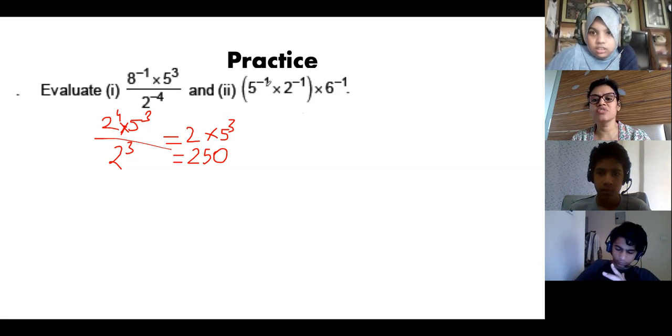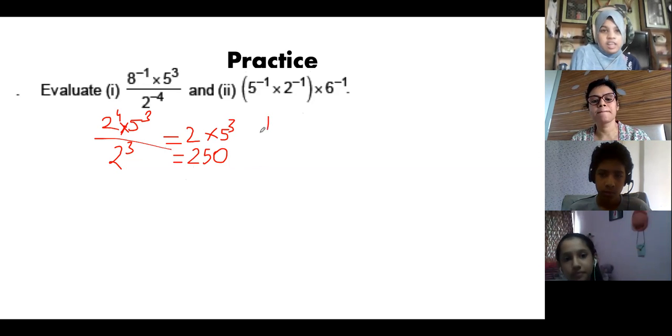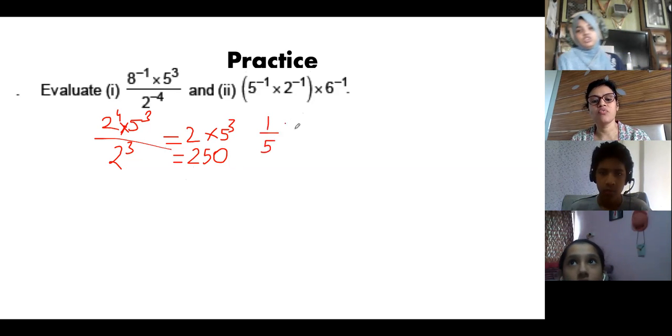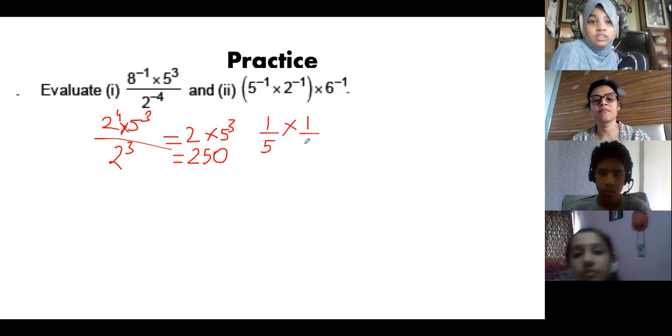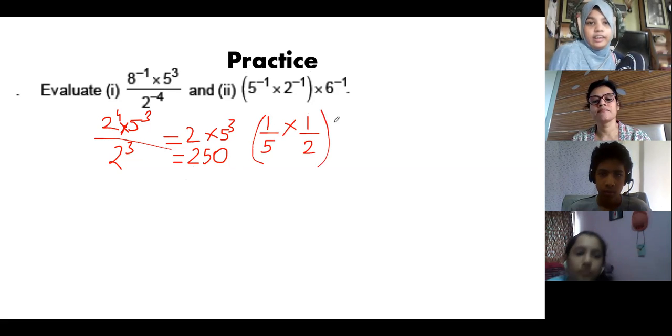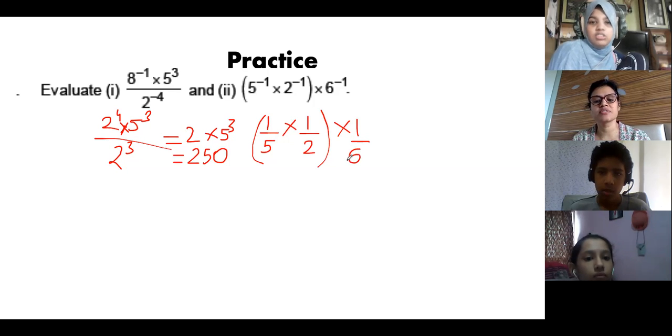5 raised to minus 1. The first will be the reciprocal, so this is 1 raised to 5 and 1 raised to 1 by 2. Then we will put a bracket, then into 6. Again a minus power is there, so you cannot take 6 as it is. So reciprocal, then 1 is to 6.